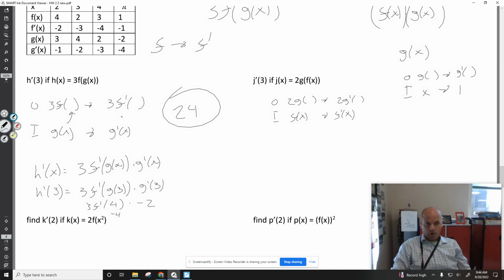Now, notice I don't do an OMI because the inside's derivative is just 1. It's just f of x is the inside. So j prime is 2g prime. What starts in the parentheses stays in the parentheses. f of x times f prime of x. Plugging in 3, j prime of 3 is 2g prime f of 3 times f prime of 3.